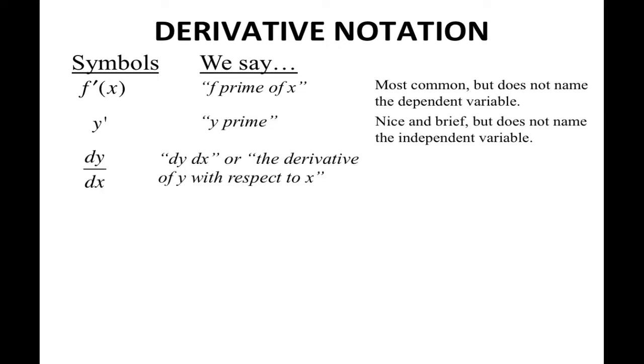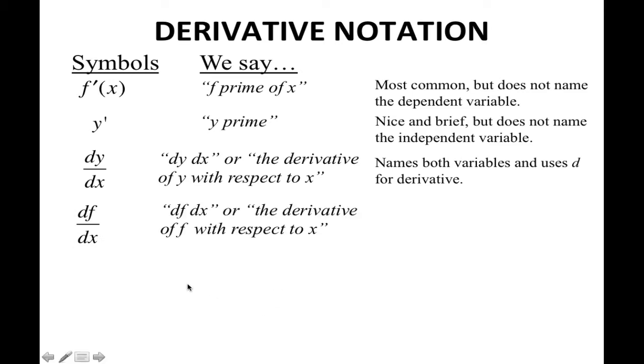Then we have dy dx, or otherwise said, the derivative of y with respect to x. This names both variables and uses d for the derivative. The next one is called df dx, or the derivative of f with respect to x. This emphasizes the function's name. So this could be whatever your function is. So if it's g of x, you would say dg dx.